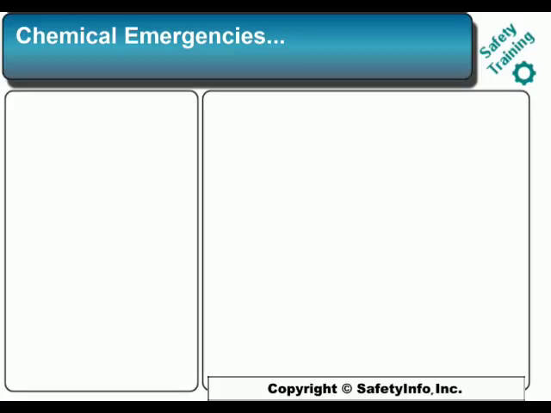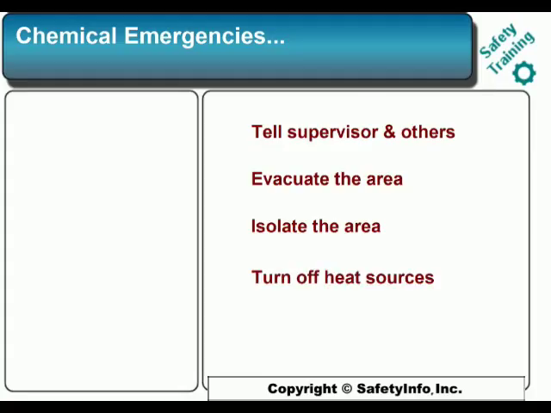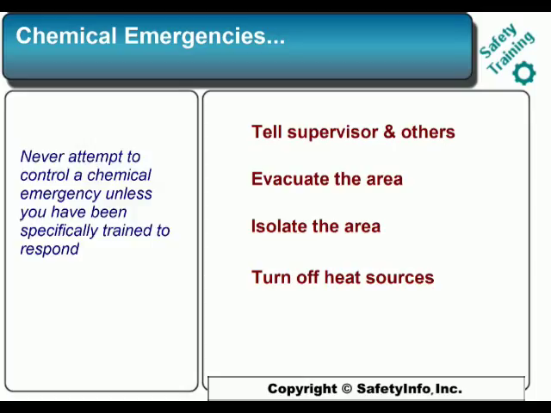If an emergency involving chemicals occurs, tell others in the area and notify the closest supervisor. Evacuate people from the area. Isolate the area. Be sure to turn off ignition and heat sources if the material is flammable. Never attempt to control a chemical emergency unless you have been specifically trained to respond.